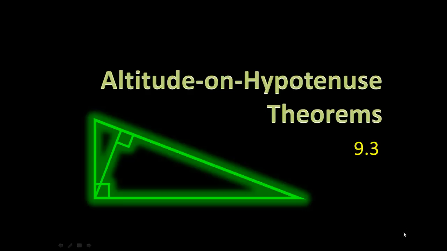Right, if you haven't figured it out, this whole unit's going to be about right triangles, that kind of fun stuff. This happens to be altitude on hypotenuse theorems. This is 9.3 in your books.